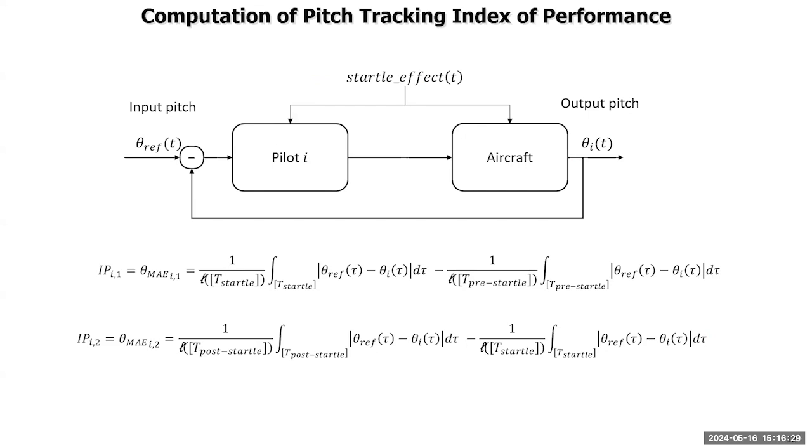A closed loop system diagram of our pitch tracking task is shown on the top with the input pitch on the left and output pitch on the right, with the pilot and the aircraft as part of the system. Expressions for calculation of those indices of performance are given below, with the first one referring to the period between the Startle and pre-Startle, and the other one referring to the period between Startle and post-Startle.